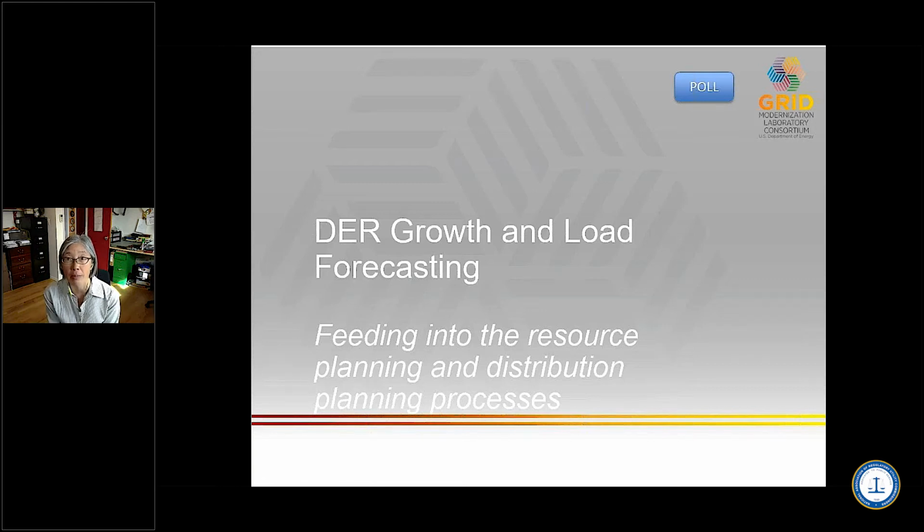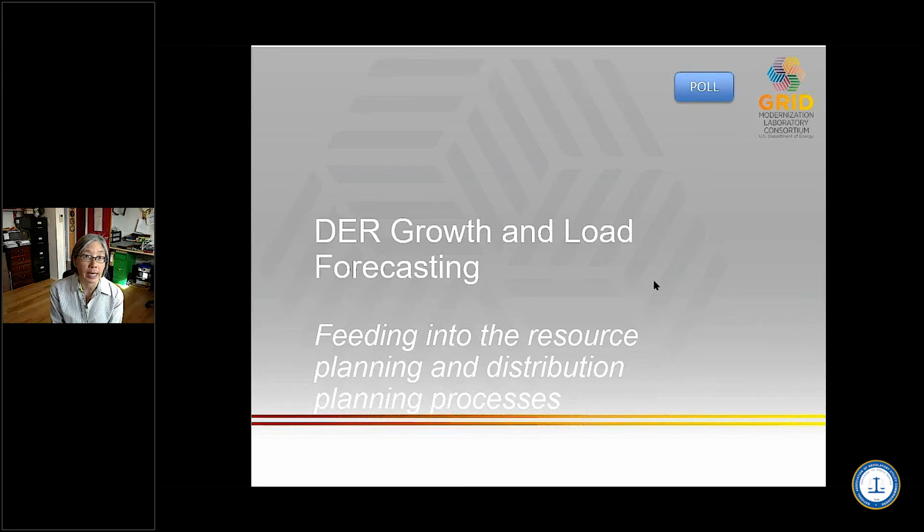This links to what Joe talked about earlier in terms of integrated resource planning, because you might need to think about storage, or you might need to think about other flexibility options to help manage that PV, or maybe you won't build as much utility scale PV. So all of this needs to fit together with your traditional resource planning process. And then you also need to know about DER growth so we can properly do our distribution planning processes.